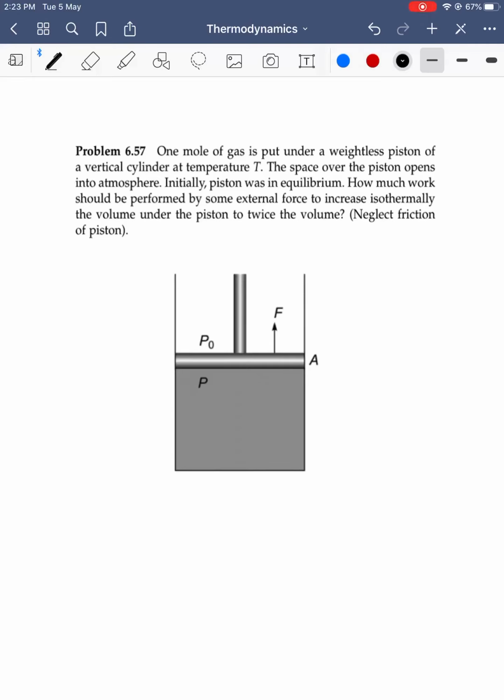Hi students, in this section we are going to see a few important applications of how we can apply thermodynamics in mechanics also. Thermodynamics is applied even for mechanical objects. So let's see one example.